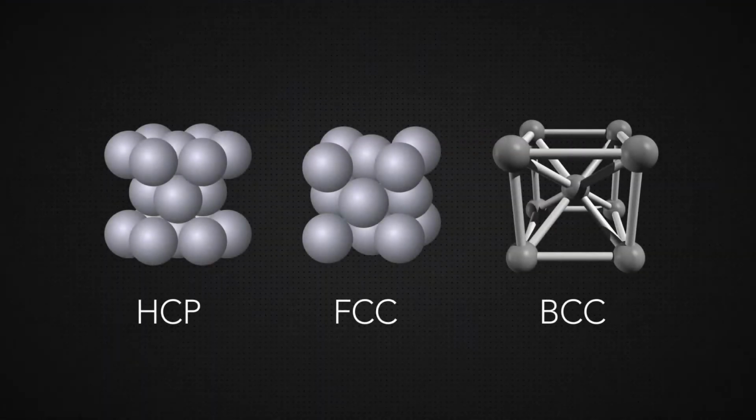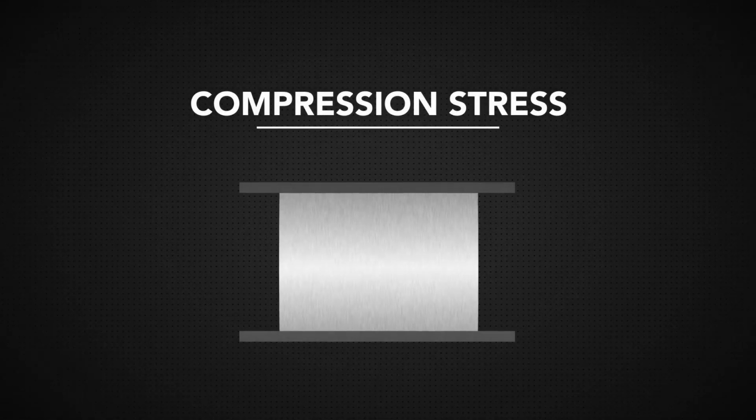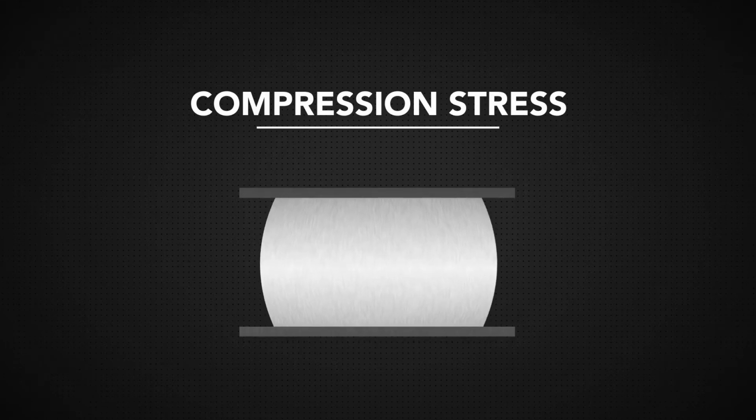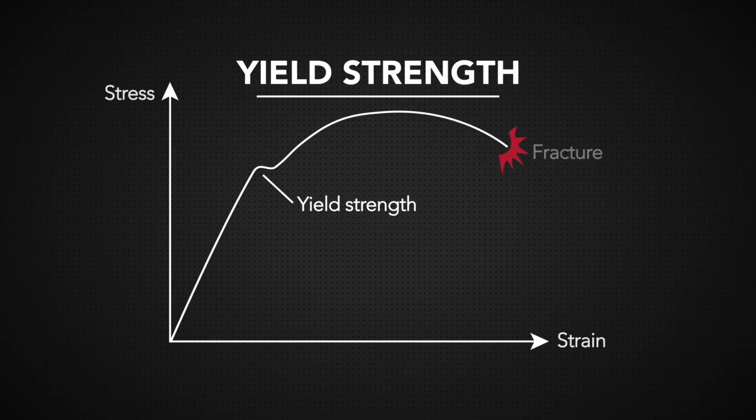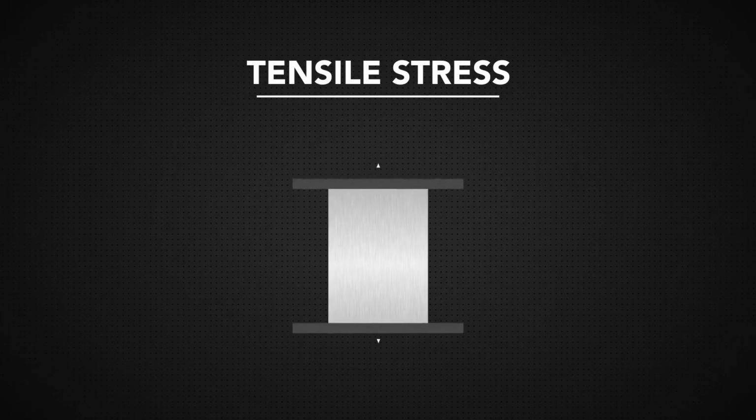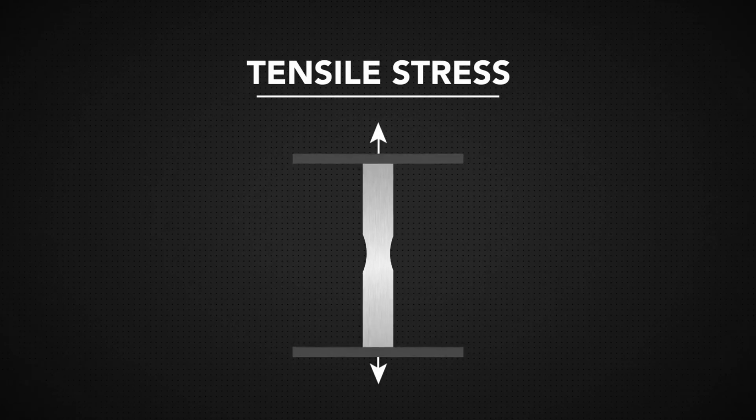A metal's crystal structure will determine its mechanical properties. Stress is how much force is applied to a material, and strain is how much change a material can undergo under stress. Yield strength is the amount of stress that a material can withstand before it's deformed permanently, and tensile strength is the amount of stress that it can undergo before it breaks.